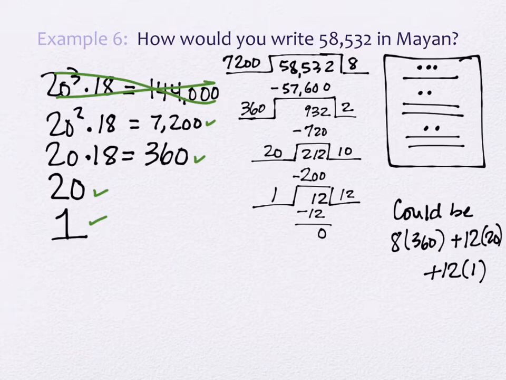But if you did this, and you wrote out the numerals for 3,252, it would look exactly the same as 58,532. And obviously that's not a good thing, right? Any questions about our friends the Mayans?